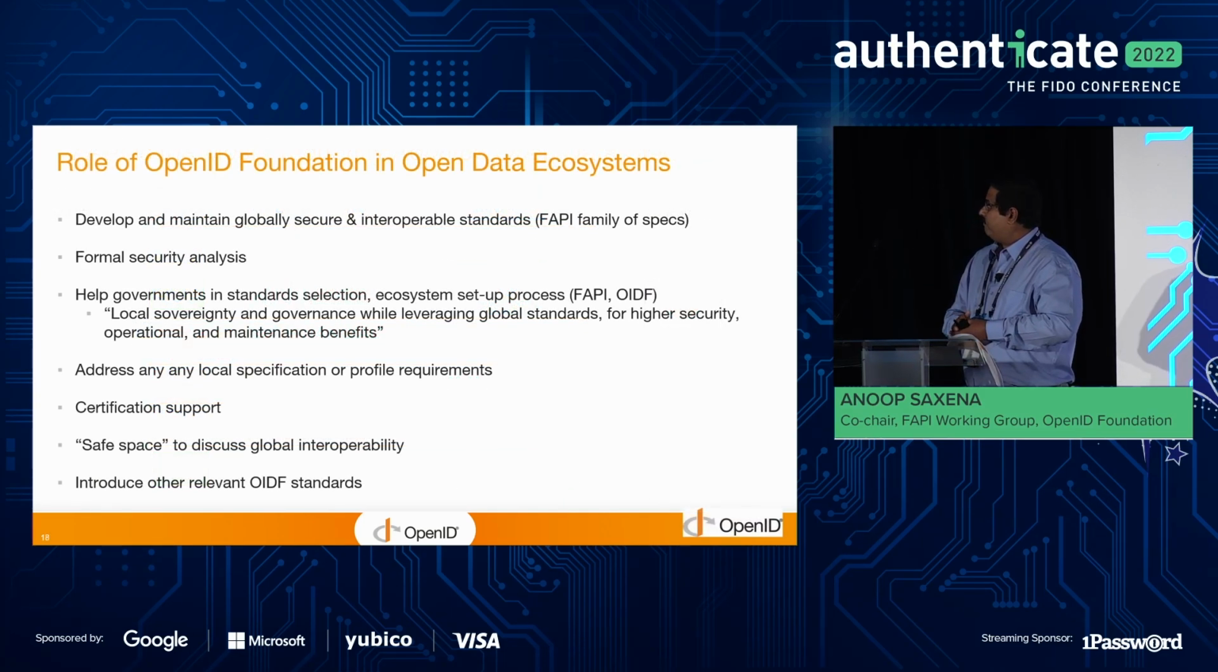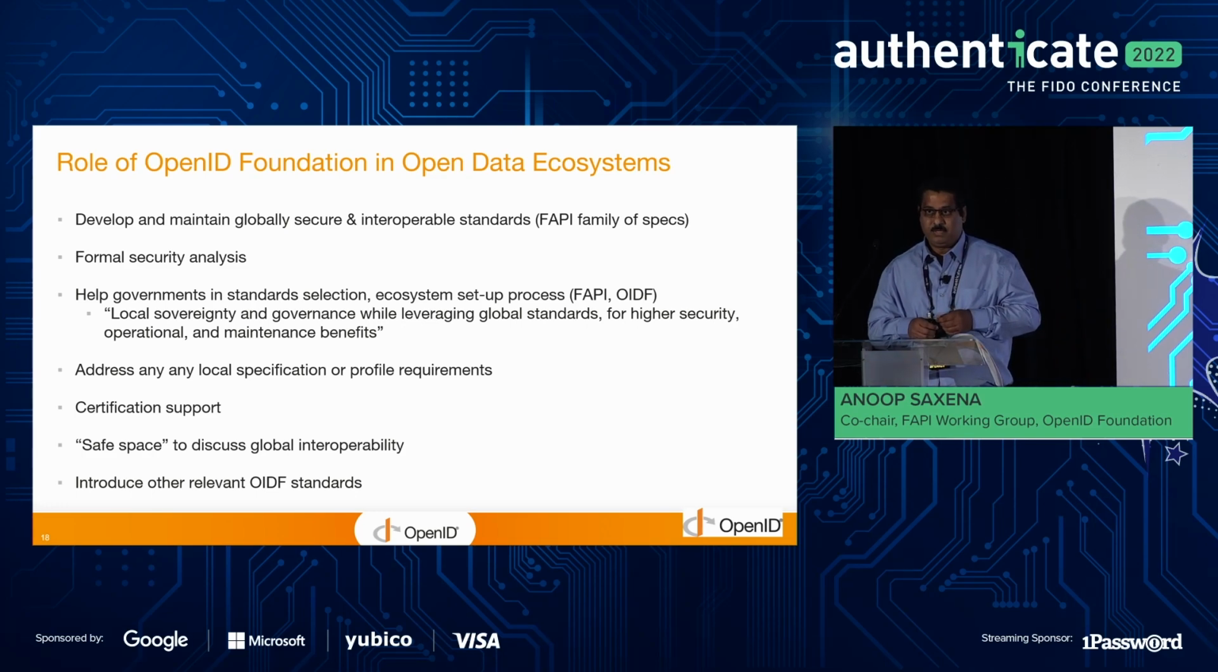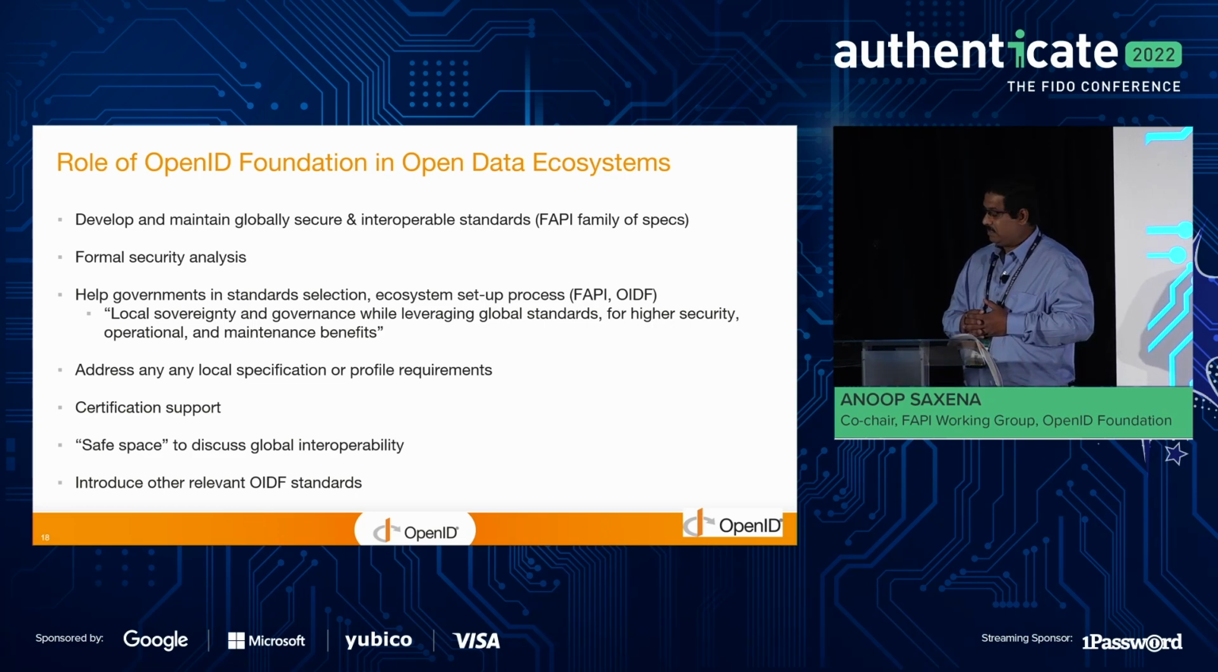So what is the role of the OpenID Foundation in the open data system? Let me explain the role we play in the open data ecosystem. It starts with developing and maintaining global secure standards, and FAPI is one example of that specification. Having a specification is one aspect of it, but actually doing a formal security analysis and publishing the paper for everyone to adopt and review builds confidence in the specification itself and its implementation.